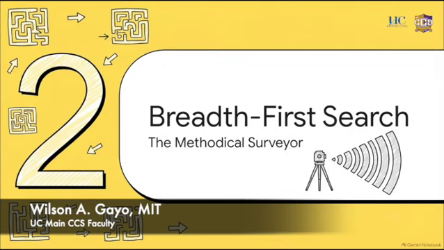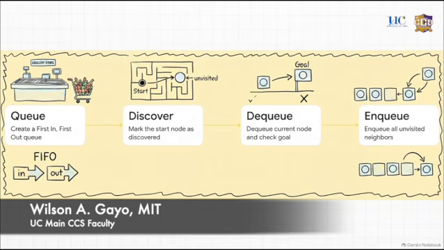Moving on to Section 2, Breadth-first search explained, the methodical surveyor. Let's look at how breadth-first search, or BFS, actually works. This is what we call an uninformed or blind strategy. Its core logic is built around a first-in, first-out queue data structure. Think of this queue exactly like a line at the grocery store. The first person in line is the first person served.